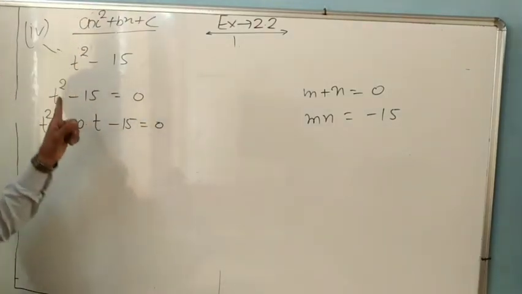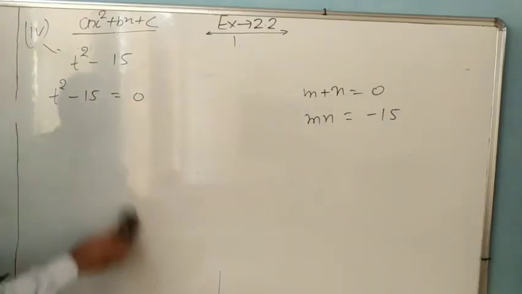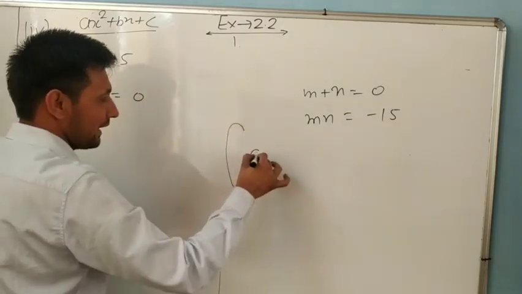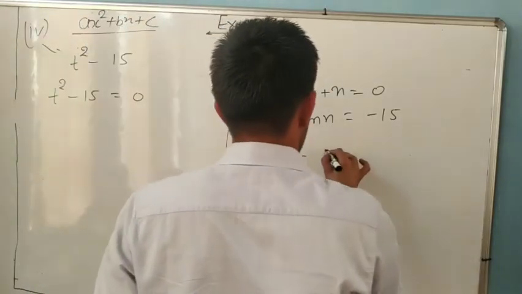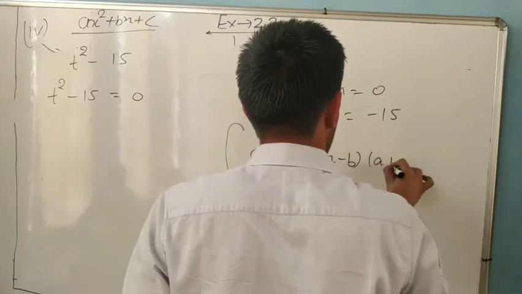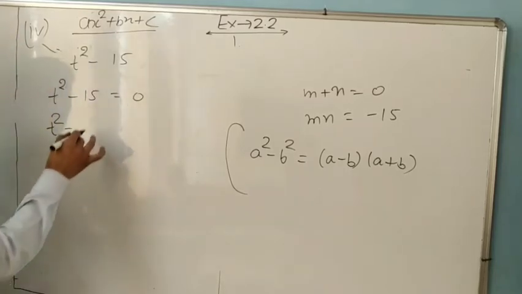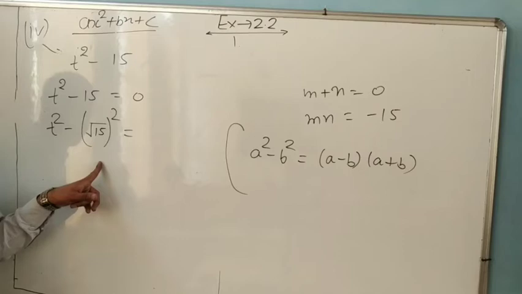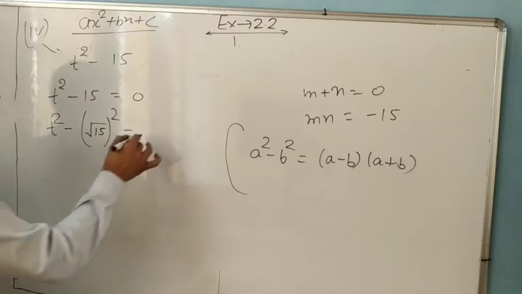Whenever this comes, we think, can we apply a formula here? Do you remember the a square minus b square formula, a minus b into a plus b? Understand or not? So it is a square, and 15 is the square of which number? 15 is the square of root 15, because root 15 square is always 15. Equal to 0.